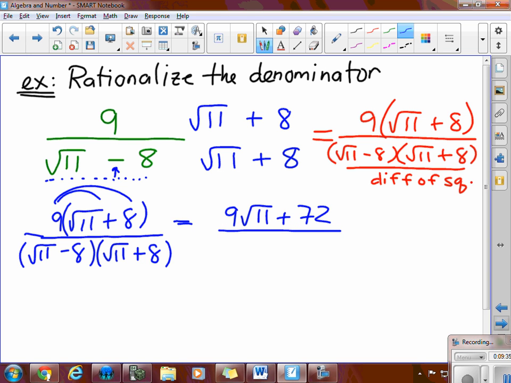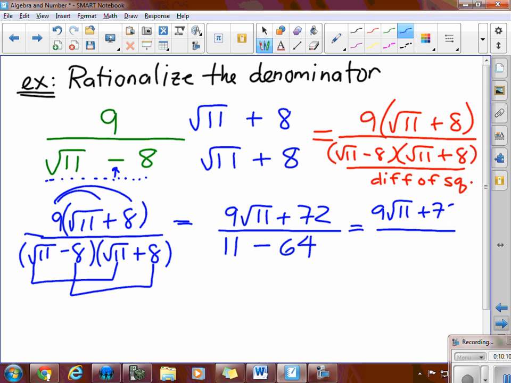The difference of squares, when we're multiplying that, if you remember from grade 10, you just have to multiply first term by first term. So root of 11 times the root of 11 is the square root of 121, which is simply 11. And then multiply these two. So I get negative 8 times a positive 8 is minus 64. So if you look, I now have no more radical in my denominator. Now I just need to clean house a bit and say, all right, this gets me 9 root 11 plus 72 all over negative 53.